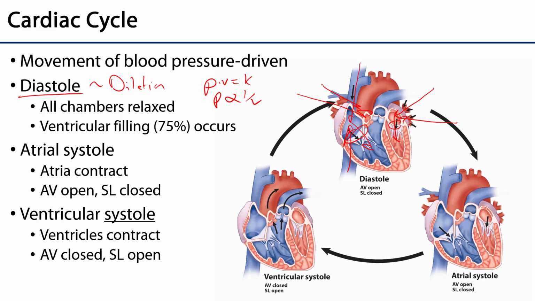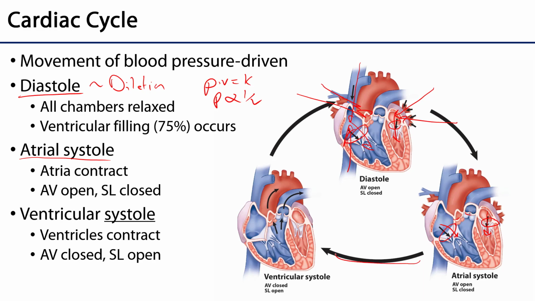Now, following diastole is atrial systole. With systole, we have a contraction. And so during atrial systole, the walls of the atria contract and they squeeze that last remaining quarter of the blood bound for the ventricles out. During this time, those atrioventricular valves need to be wide open. The semilunar valves associated with the ventricles are going to be shut.